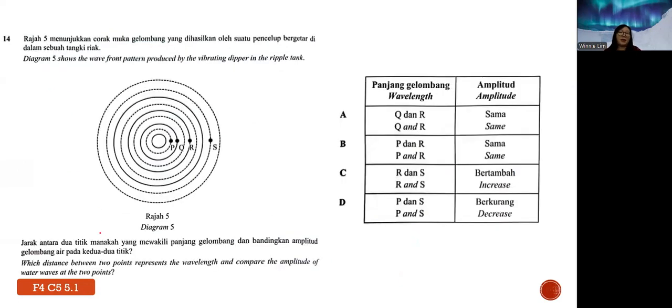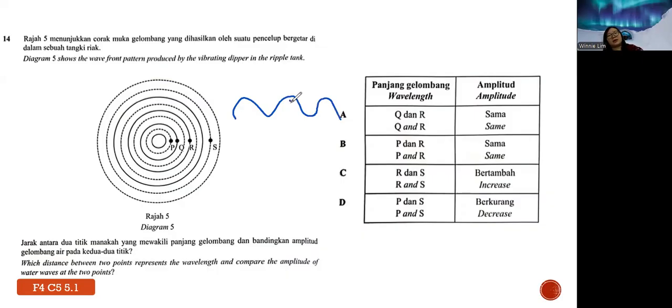Question 14 is under the wave topic. Diagram 5 shows the wavefront pattern produced by the vibrating dipole in the ripple tank. Which distance between the 2 points represents the wavelength, and compare the amplitude of the water wave at the 2 points. Okay, so generally when we have a dipper or a round dipper or plane dipper, when we chop the water, they produce the ripple.